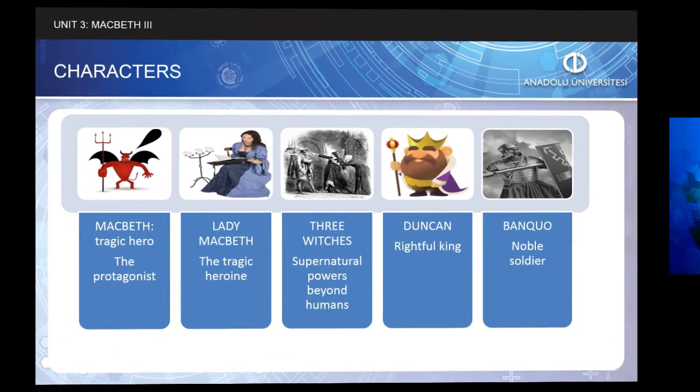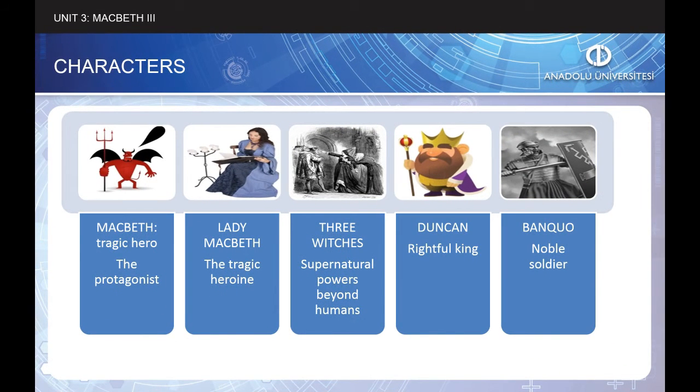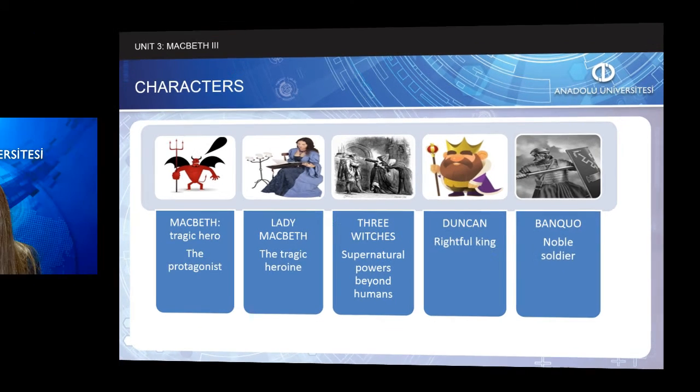The next one is the three witches. They are the supernatural powers beyond humans. They are so significant that they plant the first seeds of ambition in Macbeth's heart and they trick him by playing with language.